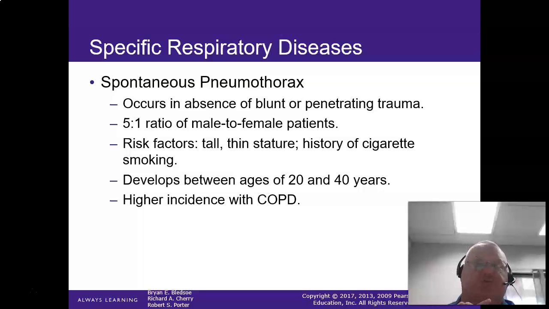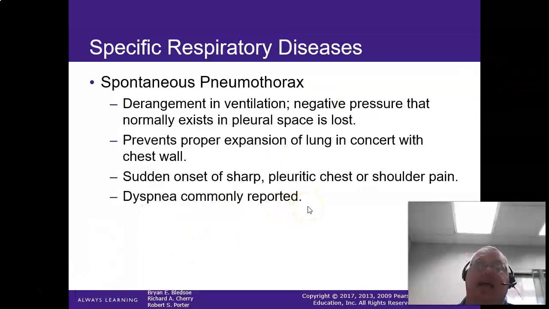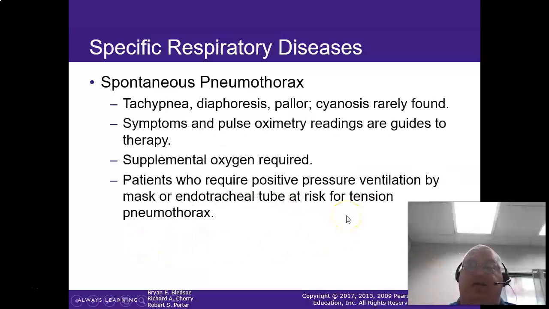If they've got Marfan syndrome, tall, thin structures, history of cigarette smoking, they can usually pop a lung, and again, usually between the ages of 20 to 40, and it usually happens with COPD patients. All right, so the problem again is it causes a ventilation problem, all right? And it prevents the proper expansion of the lungs, and then they get sharp pleuritic chest and shoulder pain, and they report they can't breathe. It hurts to breathe. So again, they're going to get diaphoresis, pallor. Cyanosis is very rarely found, but the tachypnea and the diaphoresis and pallor is, okay?